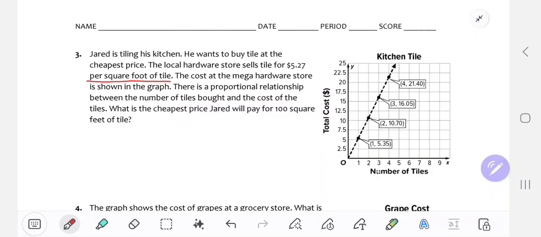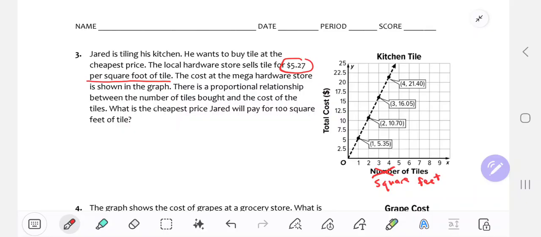So really, this shouldn't be number of tiles, so you can cross that off. If that was confusing, I apologize. It's actually square feet of tiles. So how many square feet do you have to buy of those tiles? So then we can have, right, the one store sells it at $5.27 per square foot, and then this store we can figure out their per square foot unit rate.